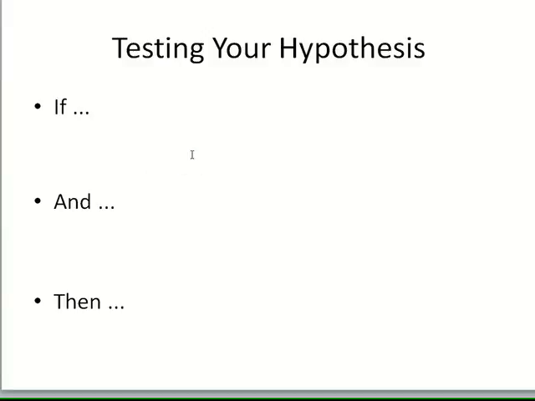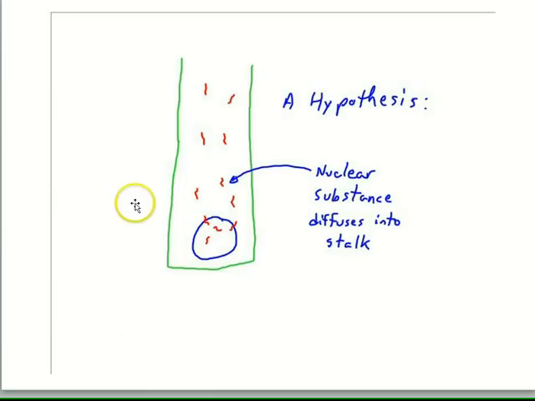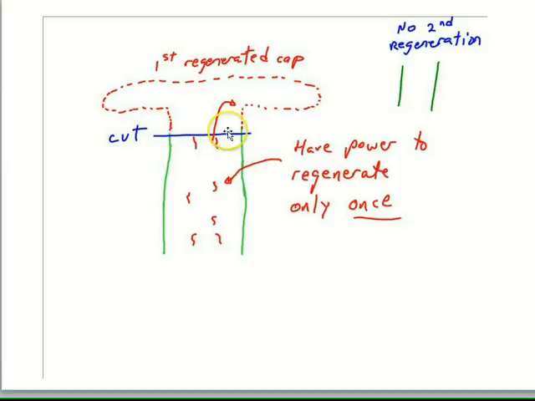Now we can think about ways that we might test this idea that the nucleus is producing some such substance. So take a moment to think about that. Now some possible ways to test this idea, maybe somehow you could block the material coming up from the nucleus, right? And then the stalk would no longer have its power to regenerate. Hammerling did something different. What he did was he cut off the first regenerated cap. So here's the stalk. It doesn't have a nucleus. It has regenerated once, and then what he did was he cut that cap off again, and he found that there was no second regeneration.